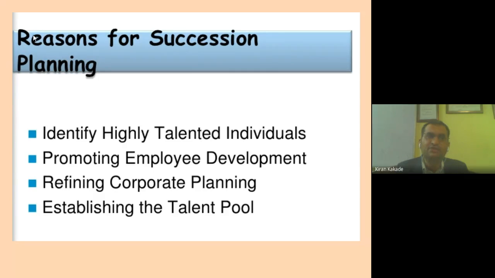Why is there a need to refine the corporate plan? As I said, to check the business case, how your company or organization will grow after 5 years.